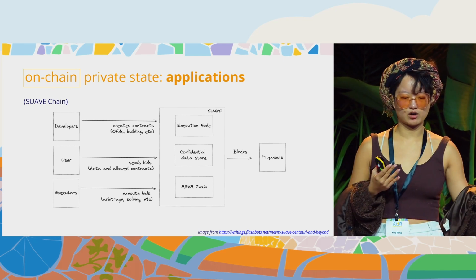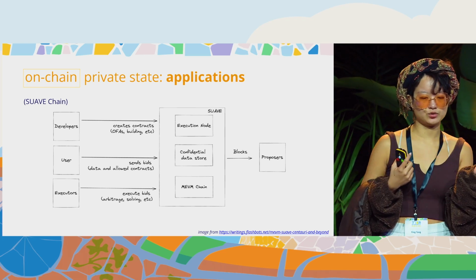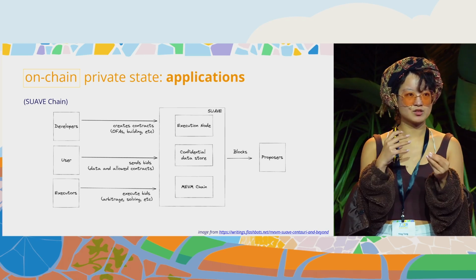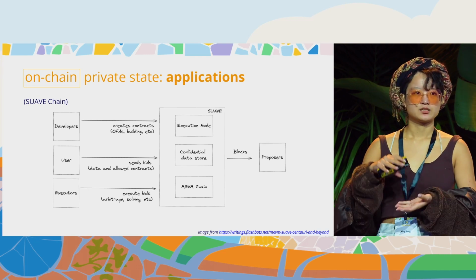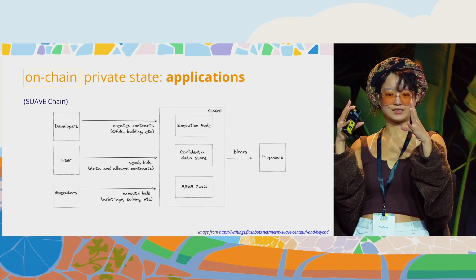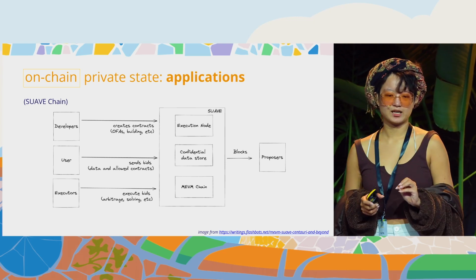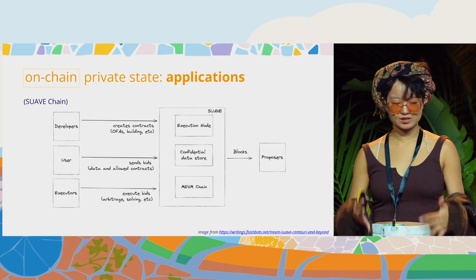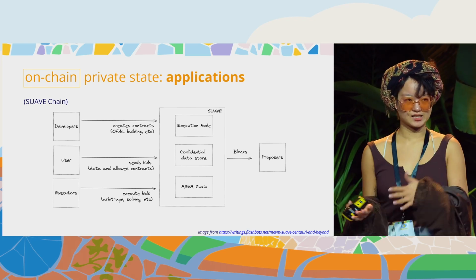And users can now encrypt their transactions and their bids to this same TEE, which will then use this information to form full transactions and full blocks. So the output of SUAVE chain is actually blocks that will then be submitted to the Ethereum chain. But I consider this on-chain because the SUAVE protocol is responsible as a whole for running, for mutating private state.